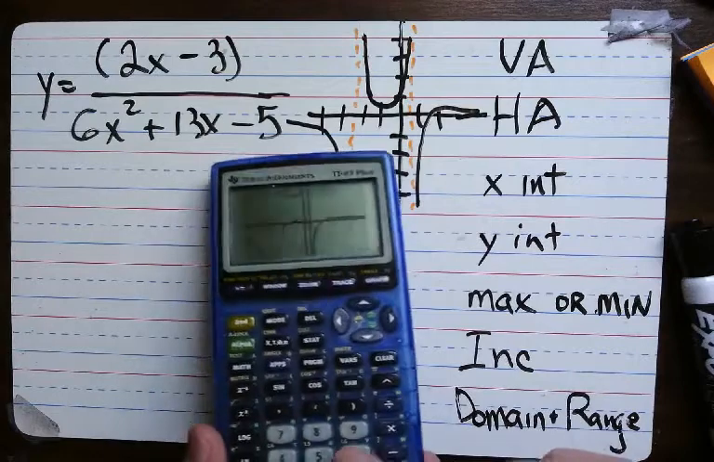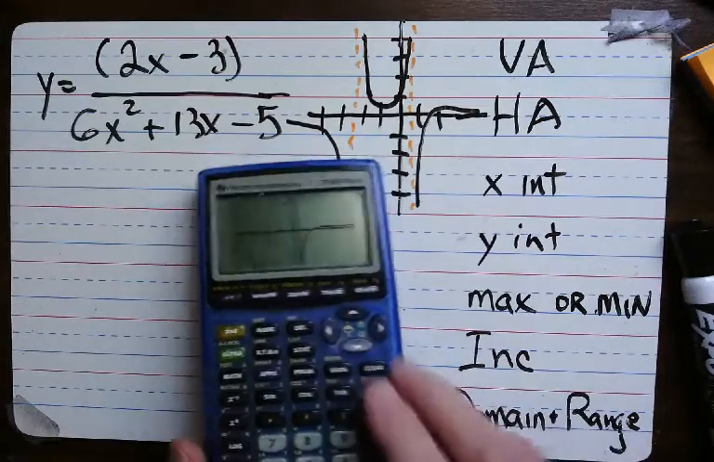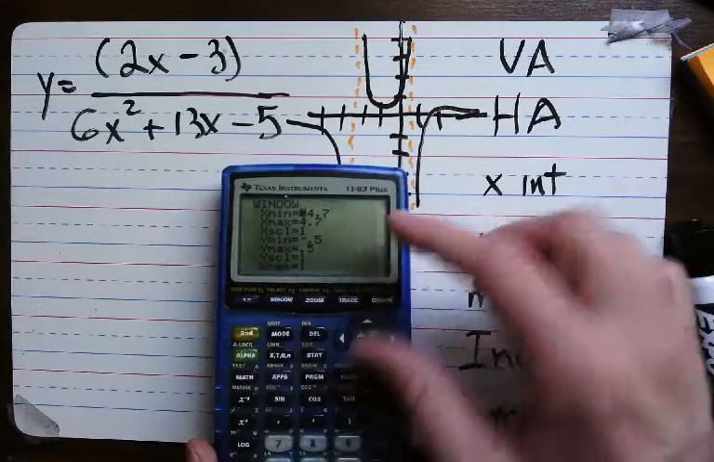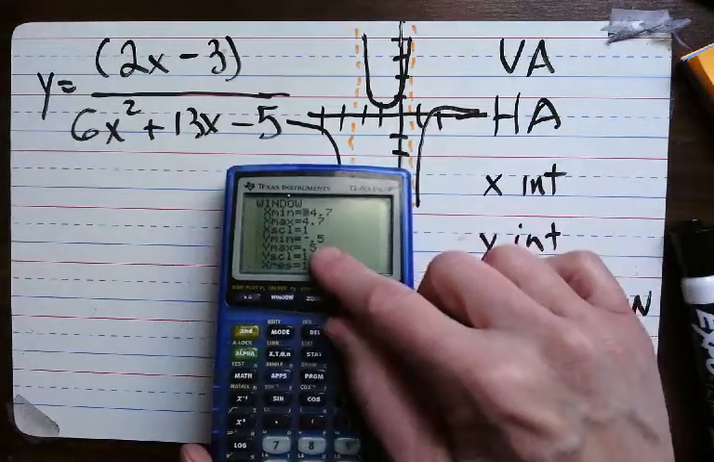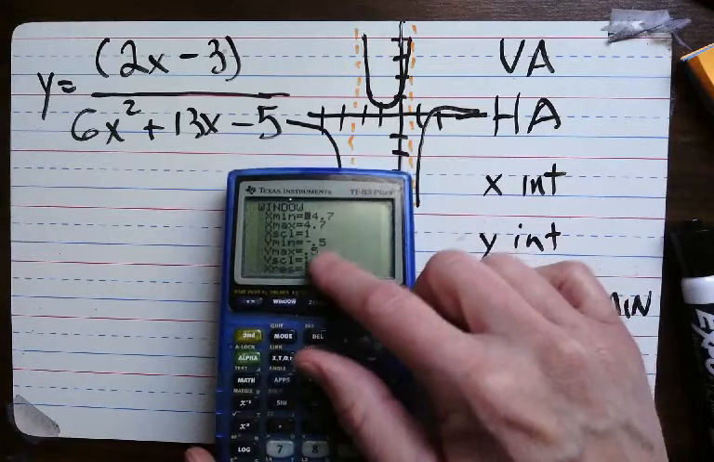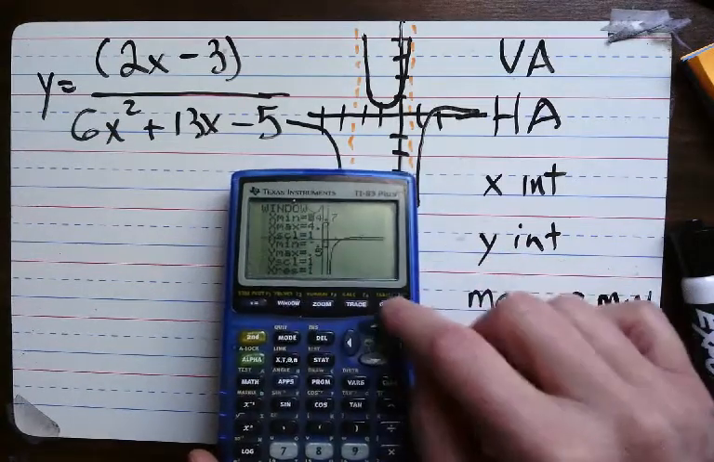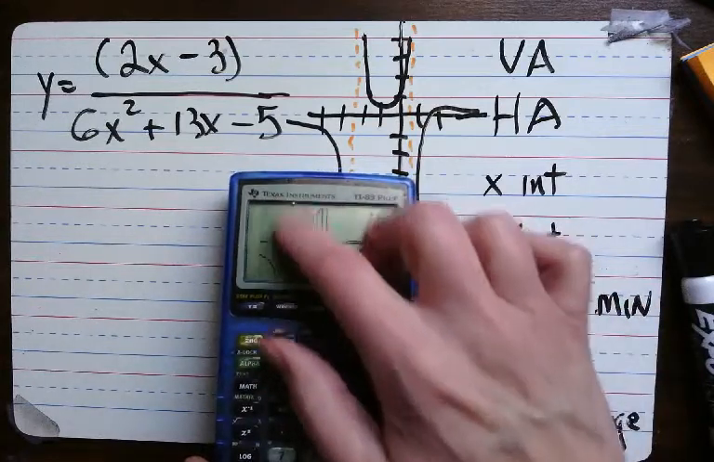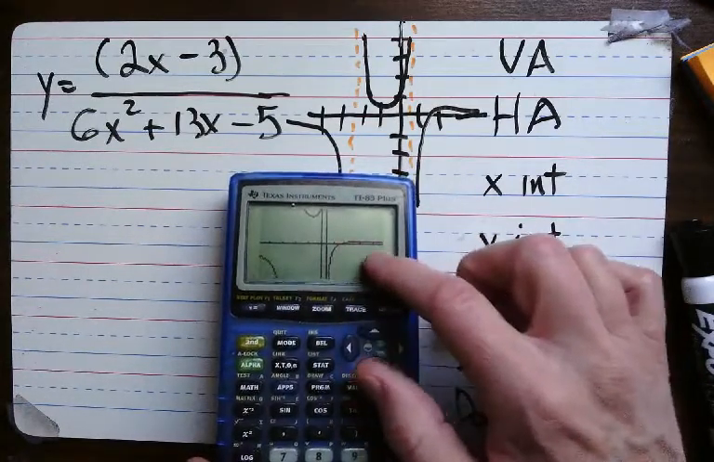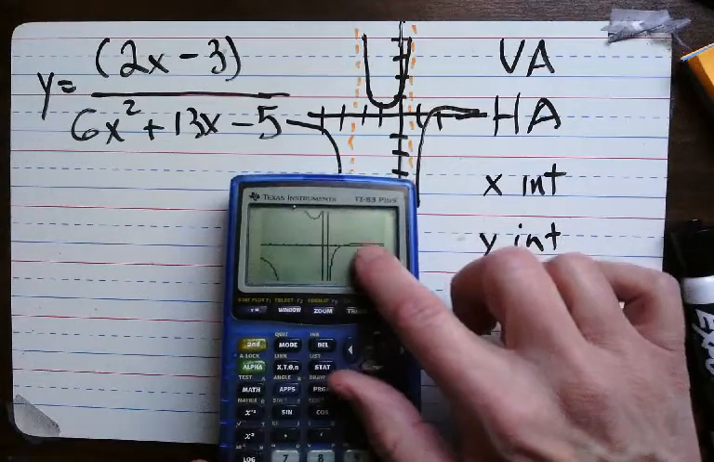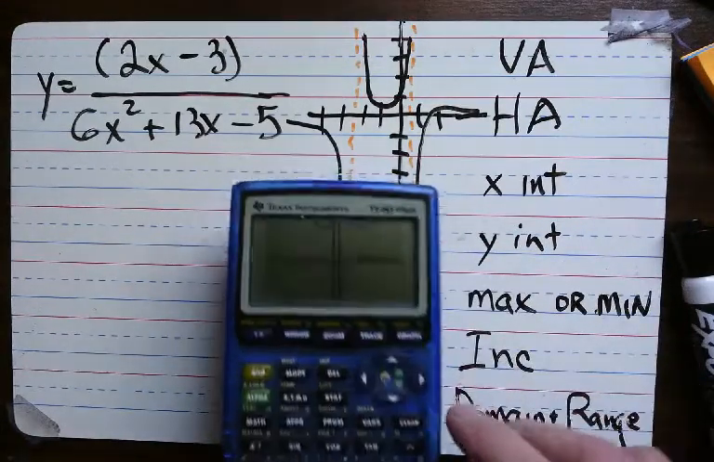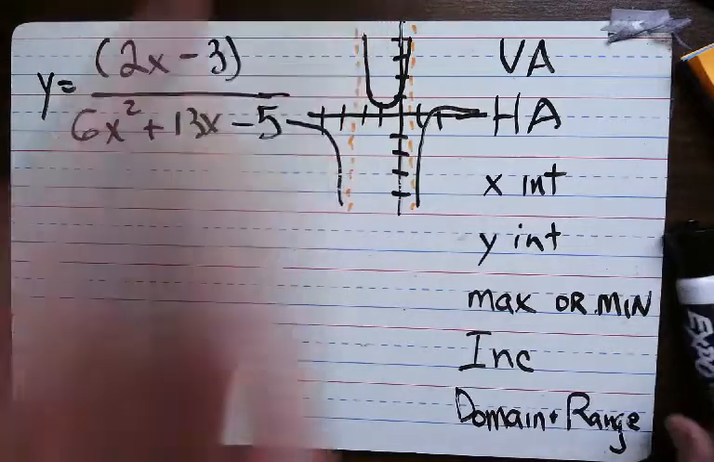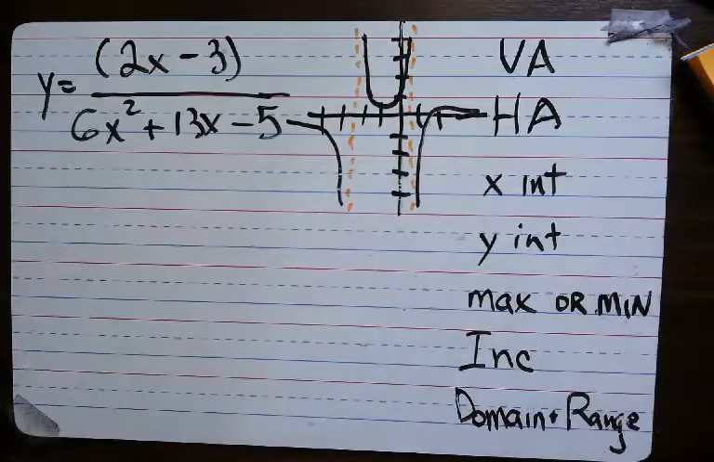So if you want to see a window where it's smaller, you need to zoom in, make your y-min and your y-max small. And then when you graph it, you'll be able to see the left side, the middle, and this piece right here goes right through the x-axis up and back down again. That's what happens. Okay, so we need to be able to find all these things.